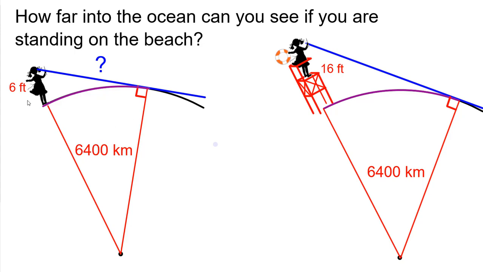We know the length of this hypotenuse here. We know that the leg here is 6,400 kilometers, and this is just another leg here. So we can solve for the missing leg by using the Pythagorean theorem, because this is a right triangle, we know a squared plus b squared is equal to c squared.